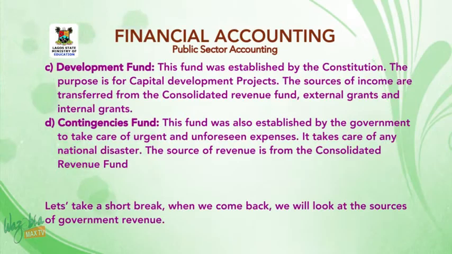3. Development Fund. This fund was established by the Constitution. The purpose is for capital development projects. The sources of income are transfers from the Consolidated Revenue Fund, external grants and internal grants. 4. Contingency fund. This fund was also established by the government to take care of urgent and unforeseen expenses. It takes care of any national disaster. The source of revenue is from the Consolidated Revenue Fund.